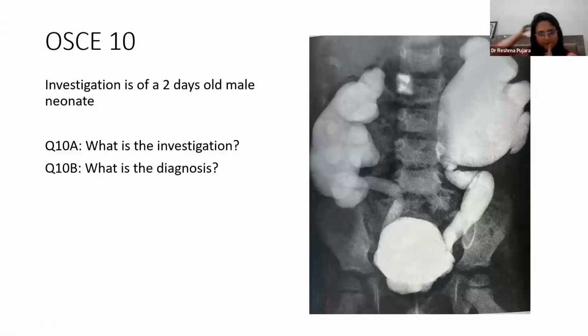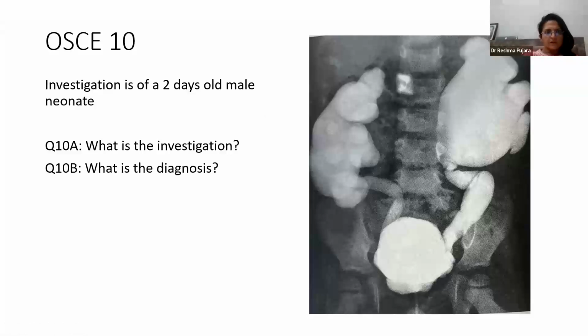What is the diagnosis? VUR, okay. Vesicoureteric reflux, grade 5. Grade 4. Is it unilateral or bilateral? Posterior urethral valves? Bilateral, okay, fine. So, it's a male newborn.